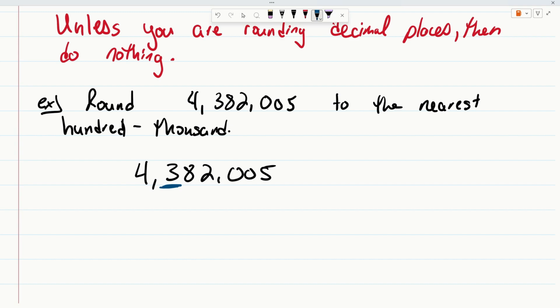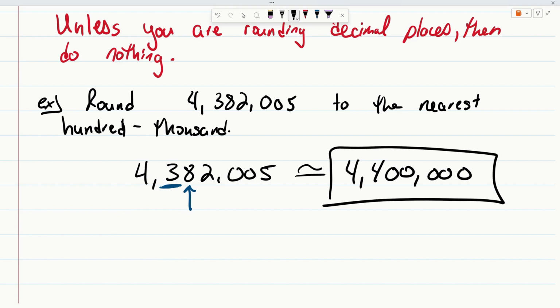Step 2, look to the right, draw an arrow. Now, step 3, if this number is 4 or less, the place value remains the same, or if it's 5 or more, we increase the place value by 1. Since this is the number 8, we're going to increase our place value by 1. So this is going to be 4,400,000. And then according to step 4, it says replace all the numbers with zeros. So there's my answer right there.